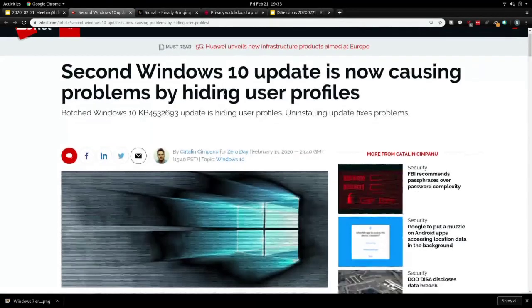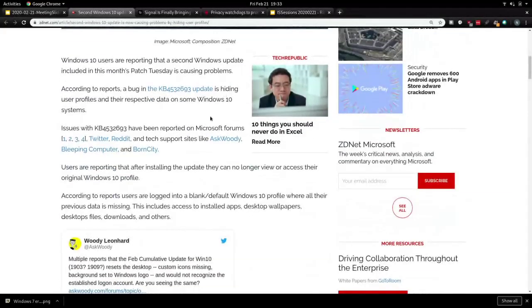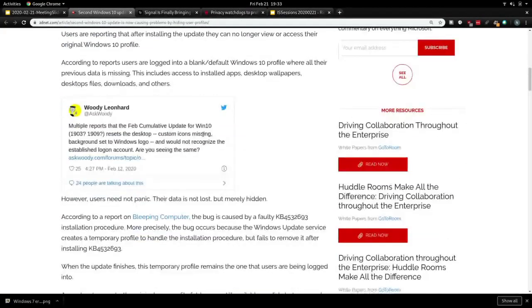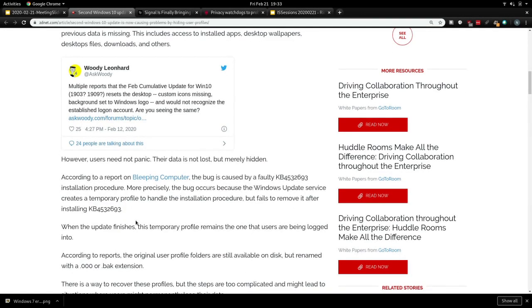Yep, and then there's a Windows 10 bug in the newest release. Some users report that their user profile and data is being hidden after they install a patch. The patch is KB4532693. Thank you. I was like, I'm going to remember that.